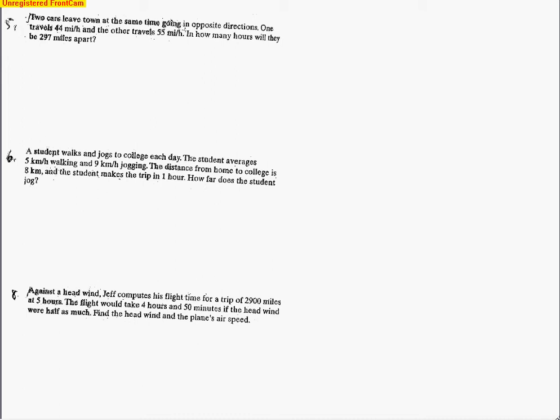Tonight's homework comes from a handout titled Handout Number 1, Distance equals Rate times Time. The main part of these problems are opposite direction problems, and that's what we're going to end up seeing for the first type of problem. So let's take a look at it.